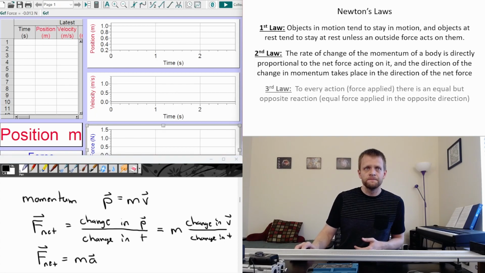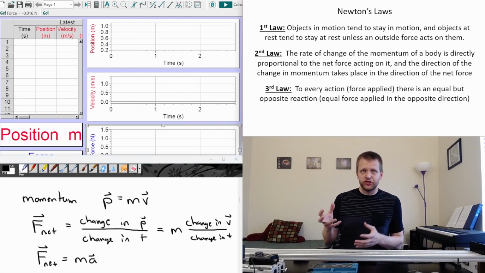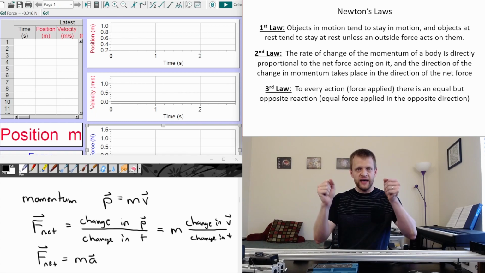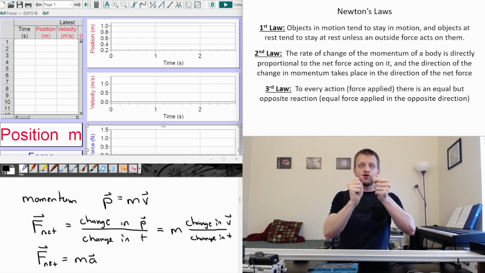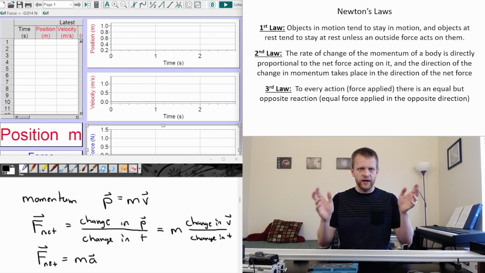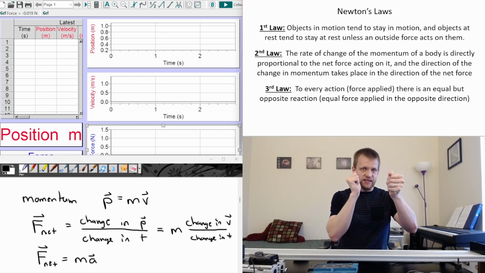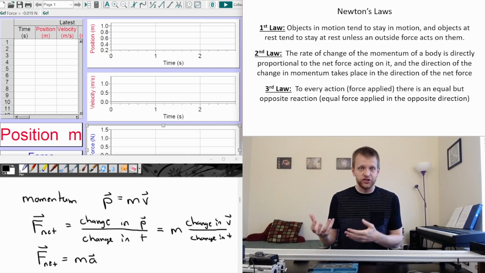The third law is for every action, force applied, there is an equal but opposite reaction force. So equal force applied in the opposite direction. So if I have two objects, let's call them object A and B. If A and B interact with each other through some force, they run into each other, or there's a gravitational force or electric forces between them, no matter what kind of force it is, if A and B are interacting and A is applying a force to B, B will apply an exactly opposite force to object A. That would be our action-reaction principle.